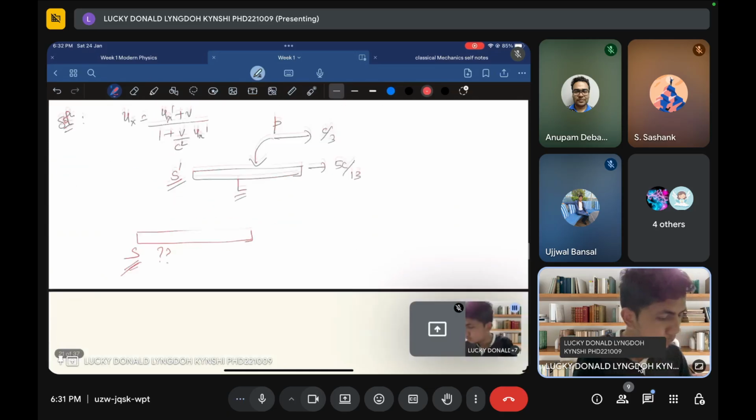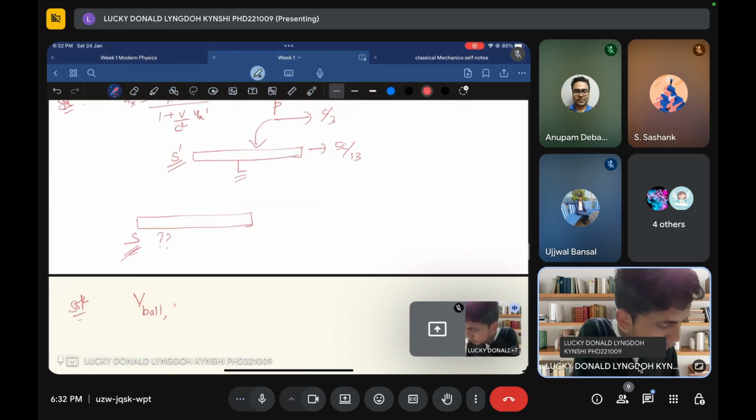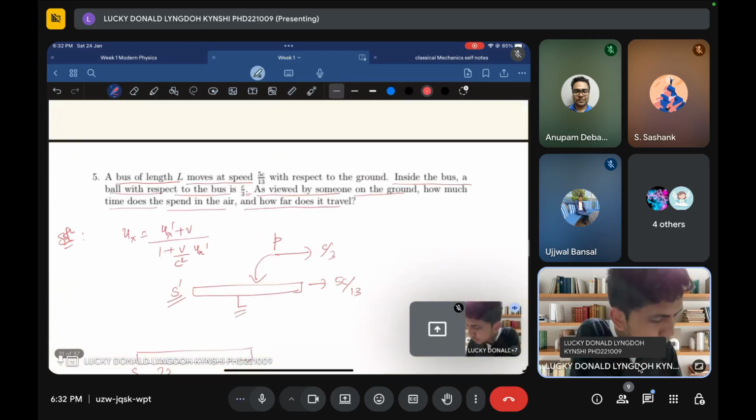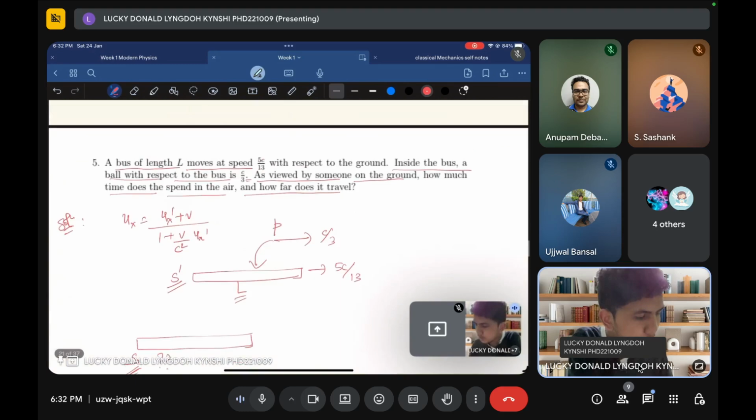Now, let's see the velocity of the ball. The velocity of the ball with respect to the bus is given as c by 3. Now the velocity of the bus with respect to the ground is given to be 5c by 13. This is what is given to us if you look carefully.